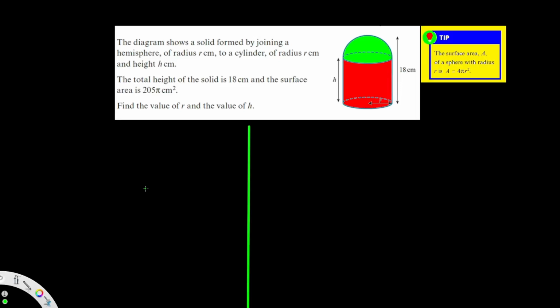Here you are told that the diagram shows a solid formed by joining a hemisphere of radius r to a cylinder of radius r and height h. The total height of the solid is 18 centimeters and the surface area is 205 pi centimeter squared. We are supposed to find the value of r and the value of h.